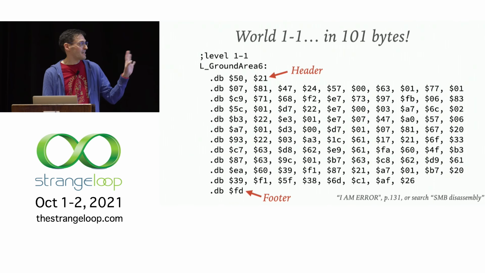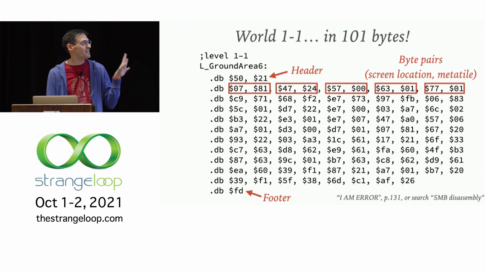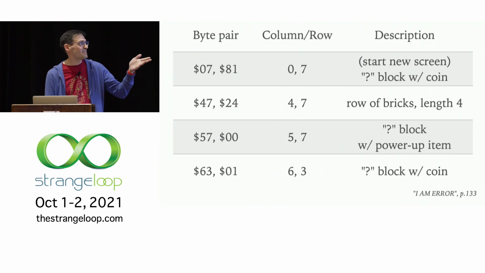The code has a header and a footer, which tells the game where the level data starts and ends. And then in the middle, it has these pairs of bytes. And each pair is a location on screen and what to draw there. So the first pair, 07, says go to column 0, row 7 of the screen, and then draw. 81 says draw a question mark block that has a coin in it. Or go to column 4, row 7, and draw a row of 4 bricks. It's a very compact format, which is how you're able to fit 32 stages into a very small amount of space.